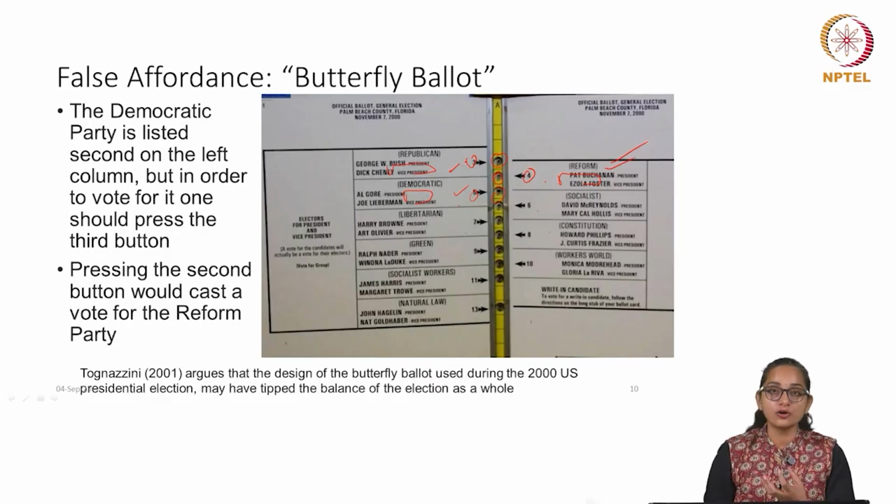And this is actually documented in a paper. I am not citing anecdotal issues. This is documented in a paper where they argue that the design of this butterfly ballot during the 2000 US presidential elections may have tipped the balance of the whole election itself, just because the design, the affordances, are false. So, here what we understand is that it is a call to action for the wrong action, right. So, then it is a false affordance.